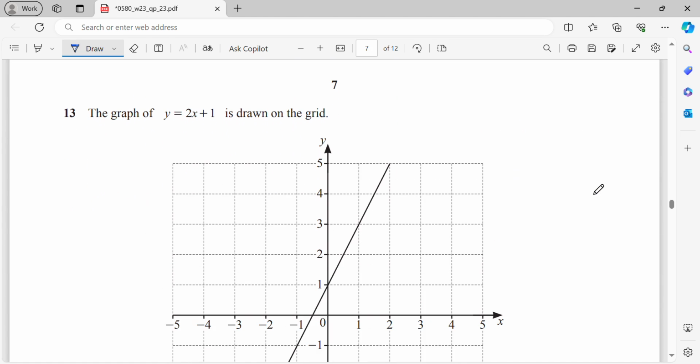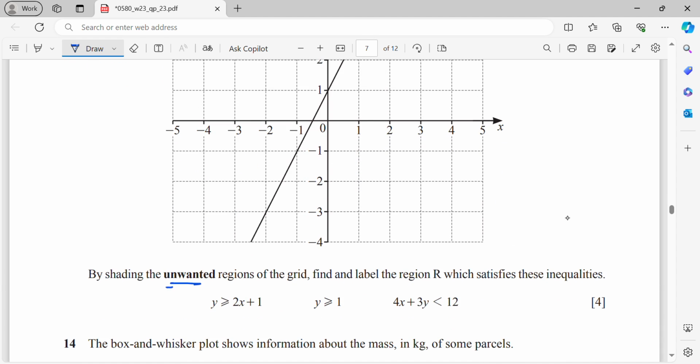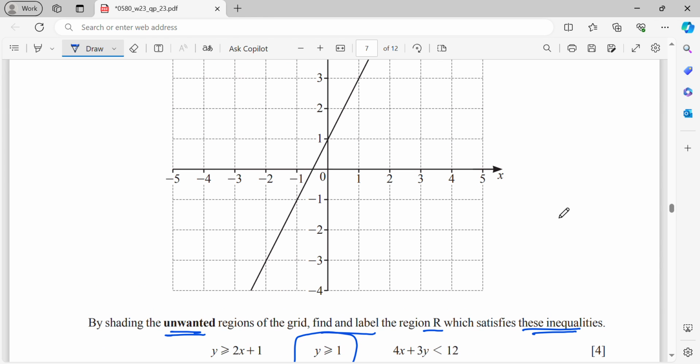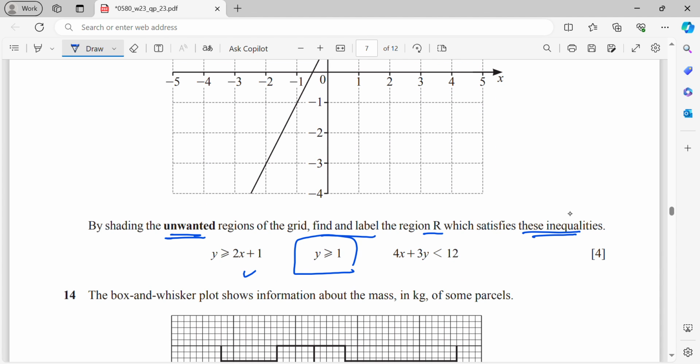Now next question, number 13. The graph of y equals 2x plus 1 is drawn on the grid. By shading the unwanted regions of the grid, find and label the region R which satisfies these inequalities. So basically y equals 2x plus 1 is already given in the diagram. Now you need to draw y greater than or equal to 1. So we draw y equals 1 first. Because you need to include 1 in your inequality, we use a solid line.